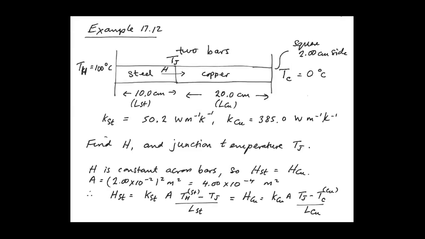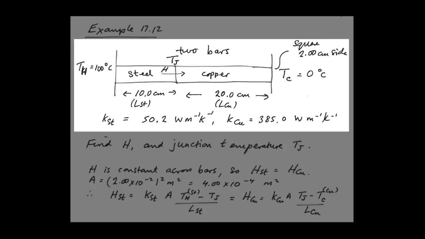Example 17.12. Two metal bars are joined together at a junction. Steel on the left with a length of 10 centimeters and copper on the right with a length of 20 centimeters. The temperature at the left of the steel bar is 100 degrees centigrade. The temperature to the right of the copper bar is 0 degrees centigrade. And the temperature at the junction is unknown.